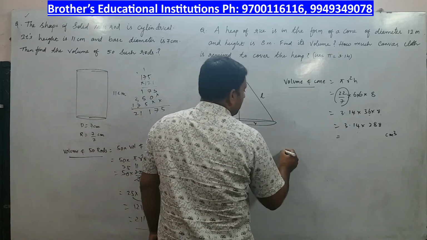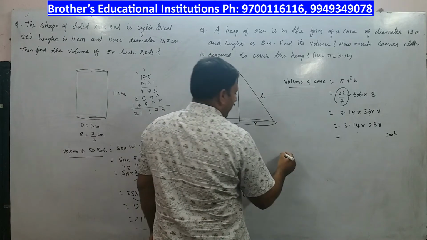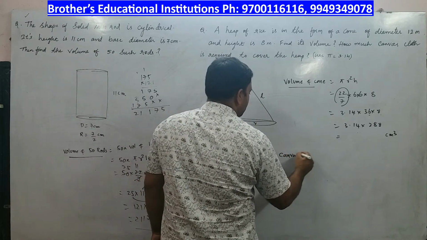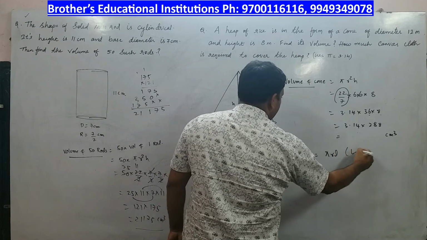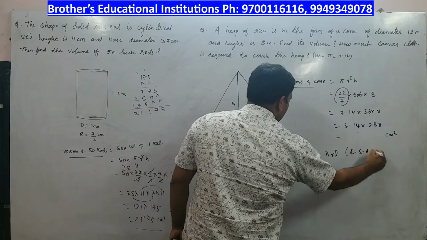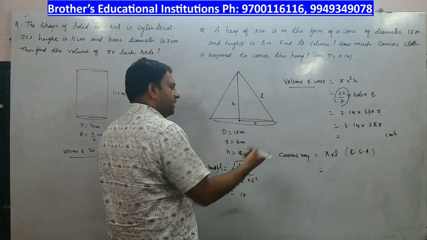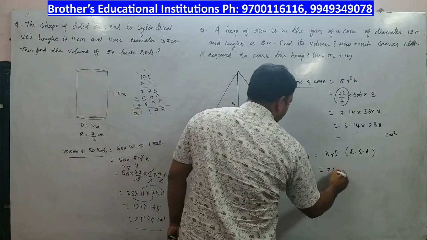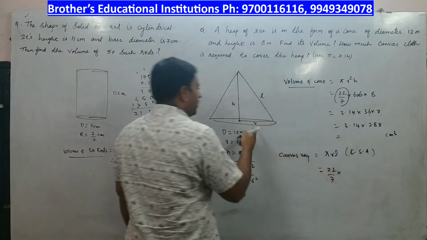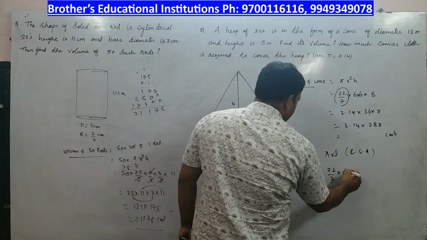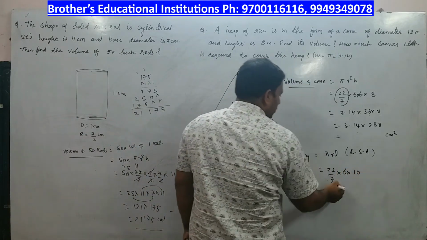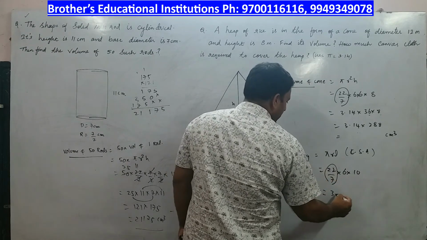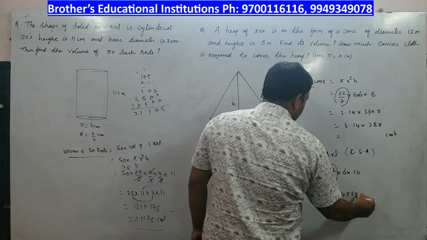Now, what do you say? Canvas required is equal to pi r L. It is the lateral or curved surface area of the cone. Pi is 22 upon 7, into the radius, which is equal to 6, and L is the slant height, which is equal to 10. So 22 by 7 is approximately 3.14 into 6 into 10.